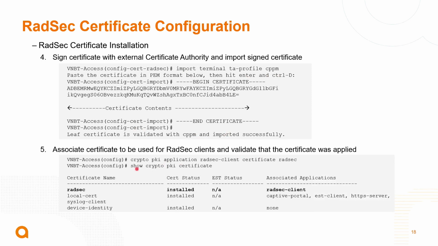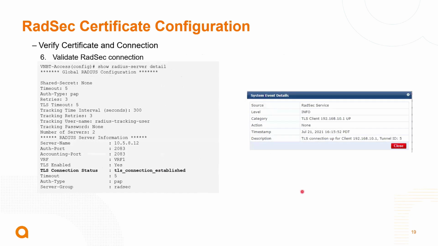And I can validate that using the show crypto PKI certificate command, which then shows that it's been associated as a RadSec client certificate. Once that's done, we can validate that the RadSec connection is up using the show radius server detail command, which would show a TLS connection established. And then at ClearPass, we can see in the event viewer that the TLS connection is up and has been established. So then we know we're ready to proceed to authenticating users.